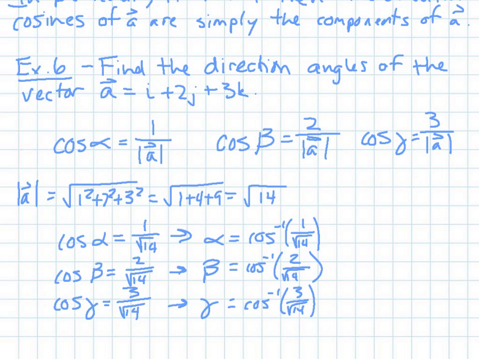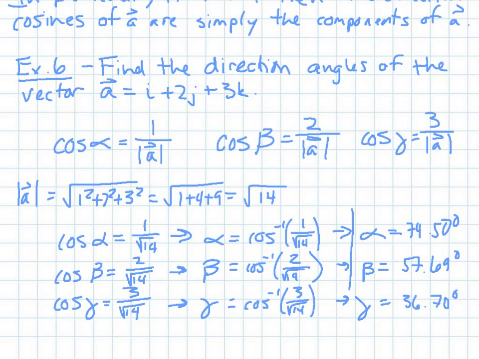Then that gives me alpha as 74.50, beta is going to be 57.69, and gamma is going to be 36.70. And so those would be my direction angles for this vector.